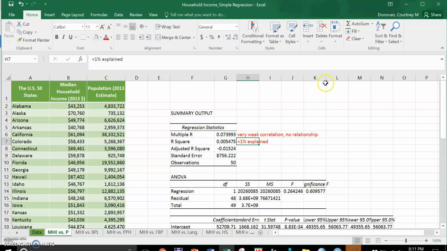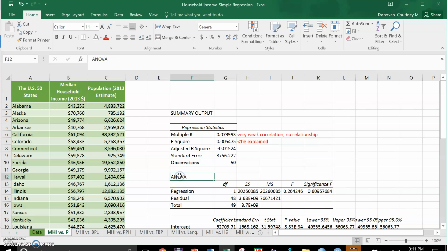So then I'm going to look over here. This is going to say significance F. And this is going to be the ANOVA table. I don't care about any of this, but I do care about this guy right here. So what this guy right here is telling me is that the model is not significant because it is more than 0.05. So 0.61 is way more. The model is not significant, meaning there is no relationship and you cannot predict income based on population.